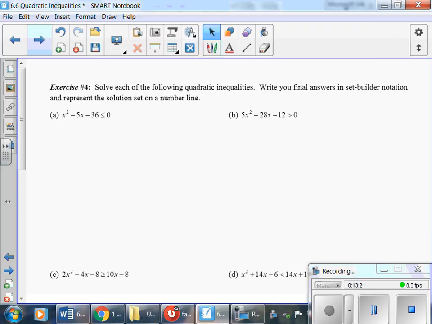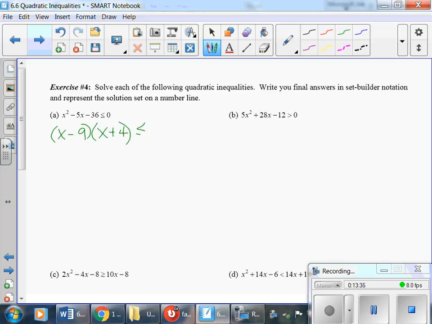Okay, so let's take a look at A. The first thing I'm going to do is factor my x squared minus 5x minus 36 into (x minus 9)(x plus 4), which is less than or equal to 0. Now that equal sign there tells me that I'm going to have closed circles on my number line this time. So what are my answers?